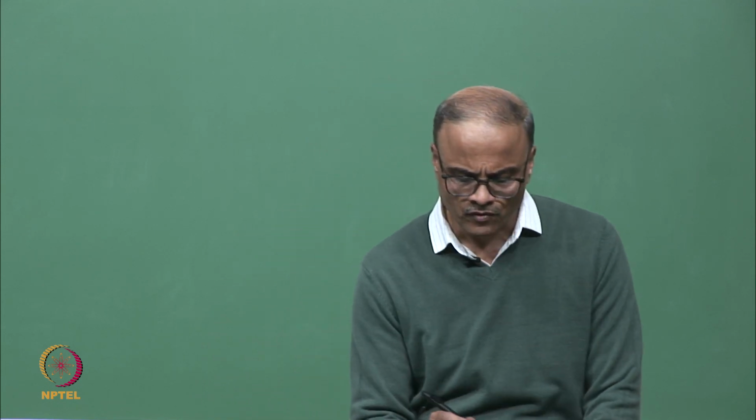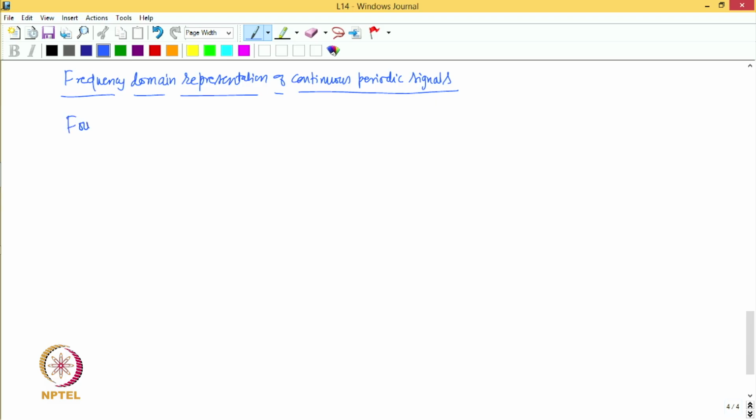So, let us look at first of all the Fourier series representation or expansion in the trigonometric form. So, let us look at the Fourier series expansion of continuous periodic signals, and we are going to look at the trigonometric form of the Fourier series expansion.